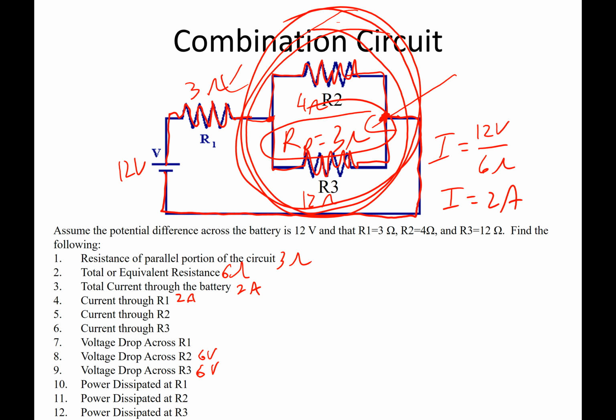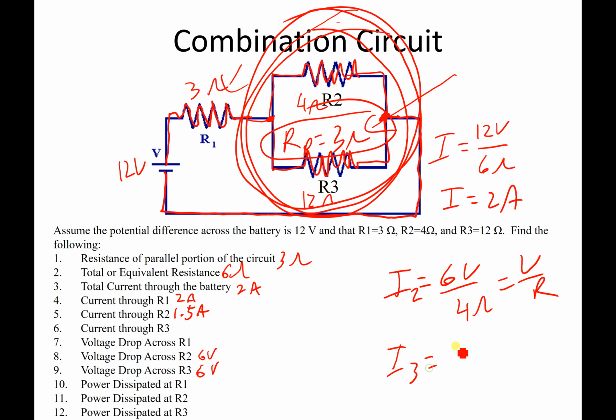So to find the currents, we'll go back to Ohm's law. The voltage drop across resistor number 2 was 6 volts, and the resistance of resistor number 2, 4 ohms. We're using I equals V over R, by the way. So 6 divided by 4 is going to give us a current through R2 of 1.5 amps.